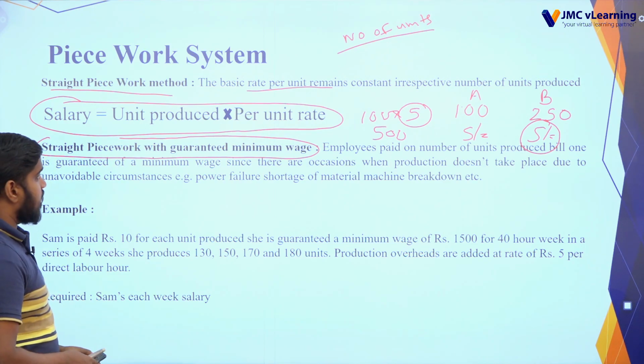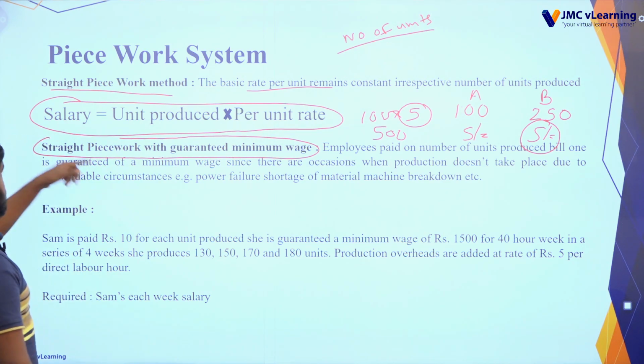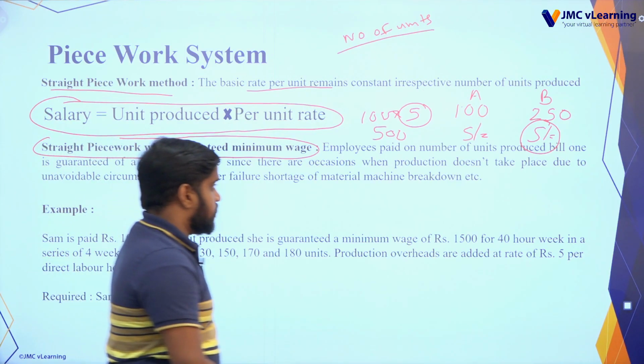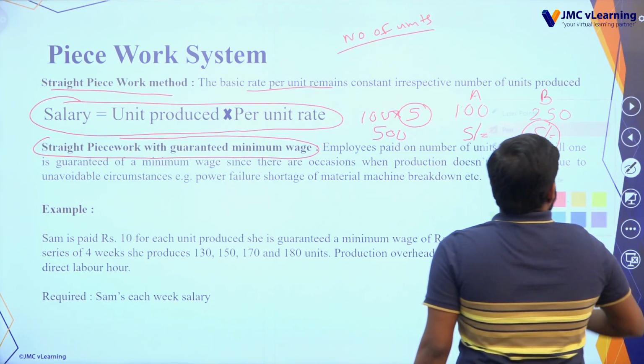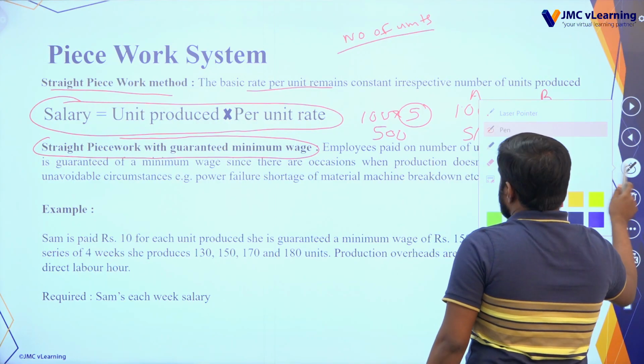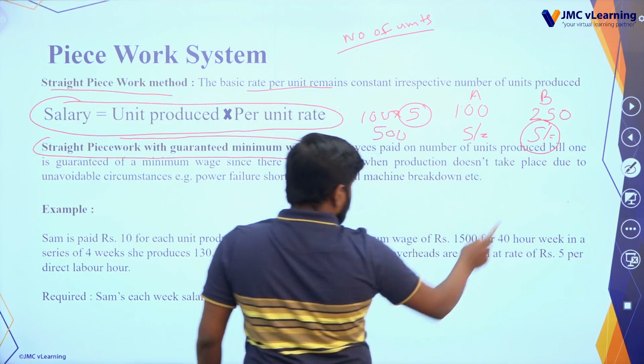And another thing is, we have another method called straight piecework with guaranteed minimum wage. Guaranteed minimum wage, what does that mean? They say the employee is paid on the number of units produced.